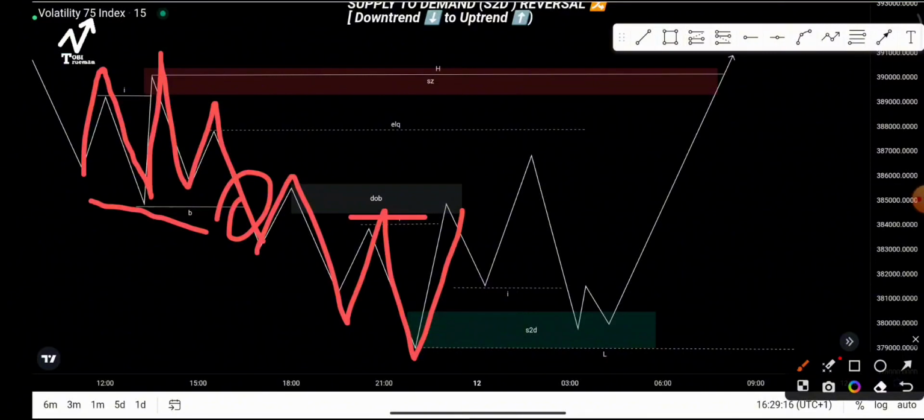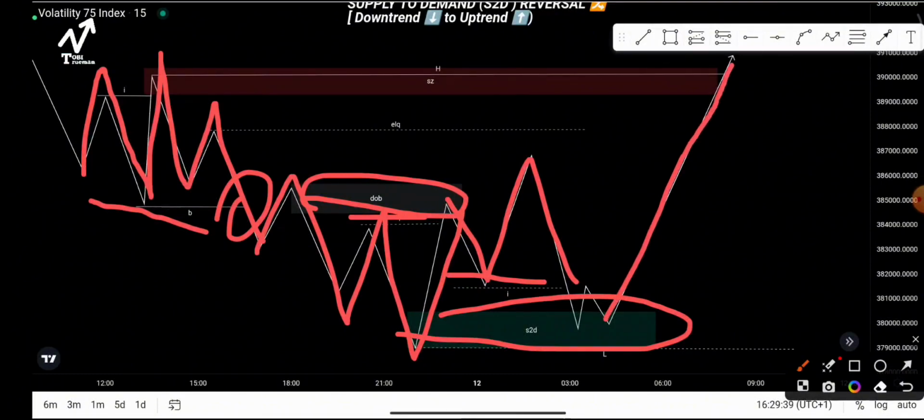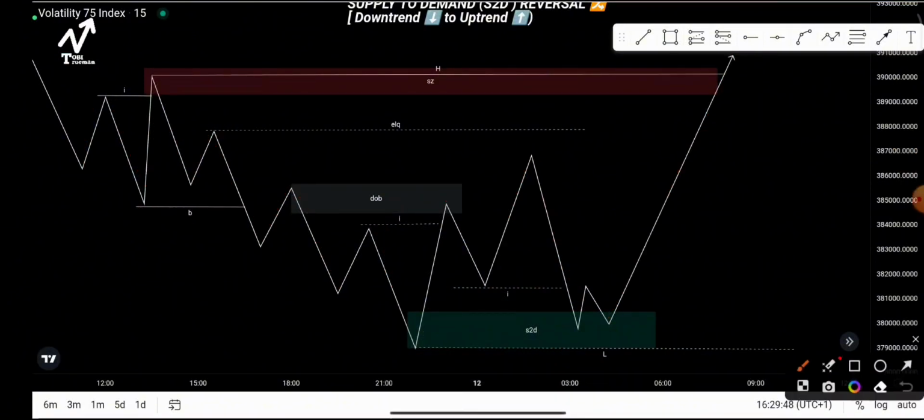Then price came again, tapped on this directional order block, gave a reaction, a pullback, went up again. When it went up, it came down, took this pullback and our counter inducement, and tapped on this extreme directional order block. Then price did what? Price went up to close above this major structure high. Now, that's just the framework of the trade.